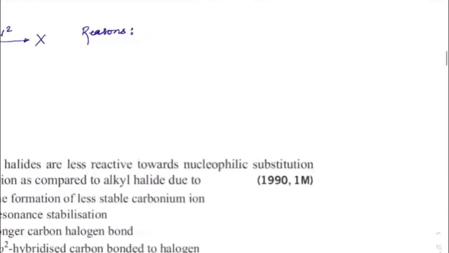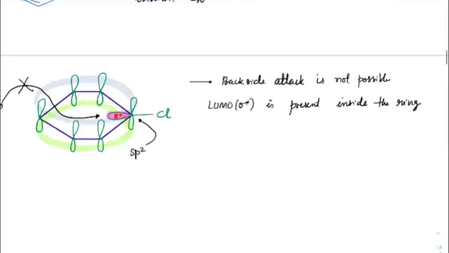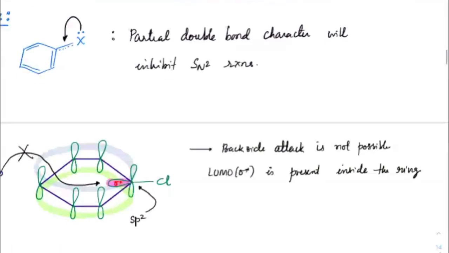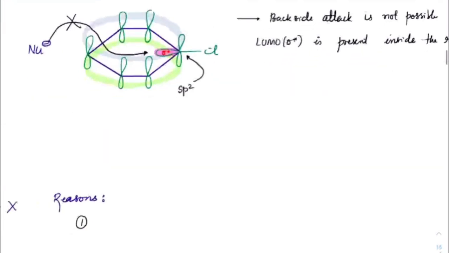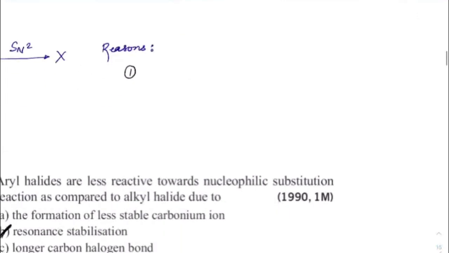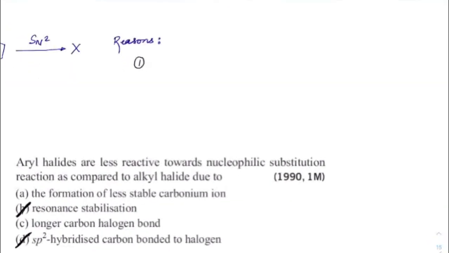So in short, if at all I have to put all the reasons here, remember the reason could be asked in a different pattern. They could say just resonance, they could use the terminology partial double bond, they can use this LUMO sigma star being inside the ring. Either way they can ask the reasons, so be prepared from all the ways. So first, partial double bond character. Second, backside attack of the nucleophile not possible.